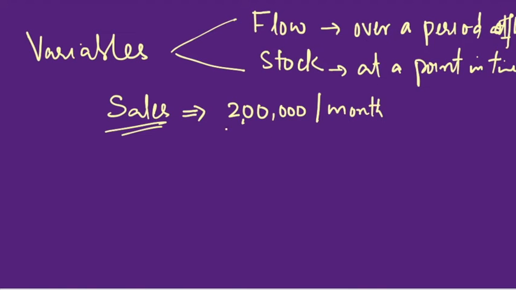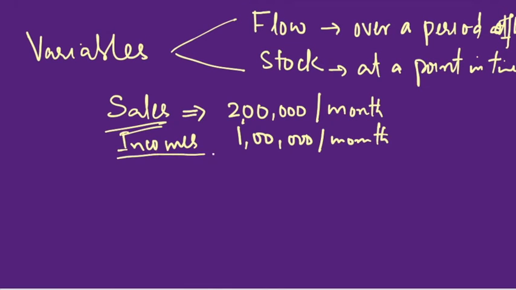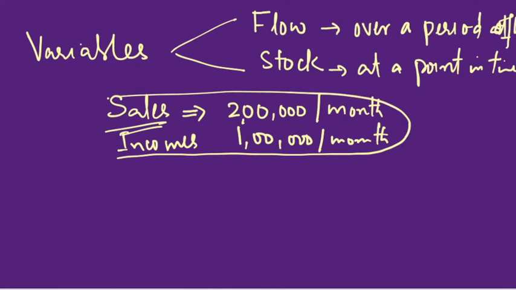So his sales are 200,000 per month. Similarly, if you ask somebody what is your income, he may tell you, I have got, for example, 100,000 rupees per month. It may be somebody's income, for example. So these are examples of flow variables.